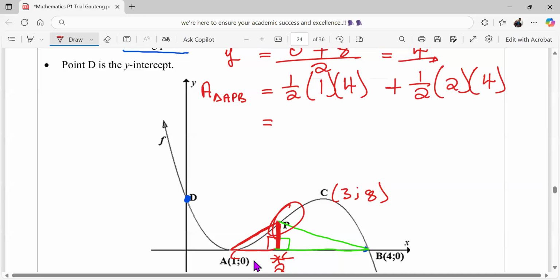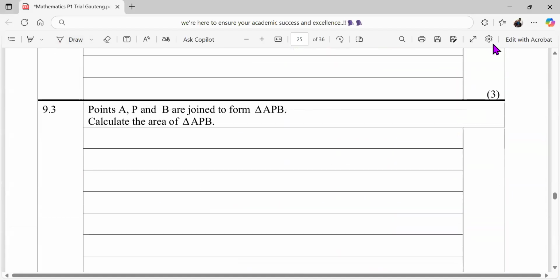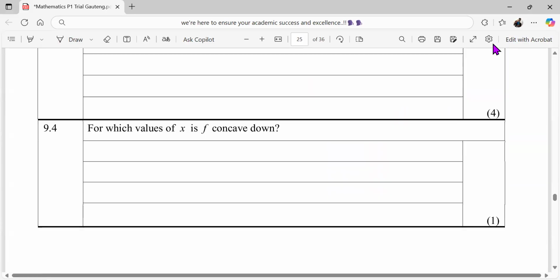So then, half of 4 is 2, and half of 8 is 4. So 2 plus 4 will simply give us 6 square units. Well, that's how we found the area of APB. So let's move on to the next one.